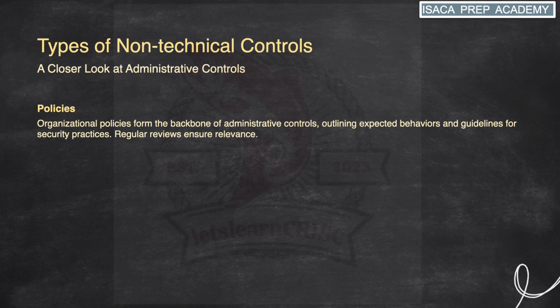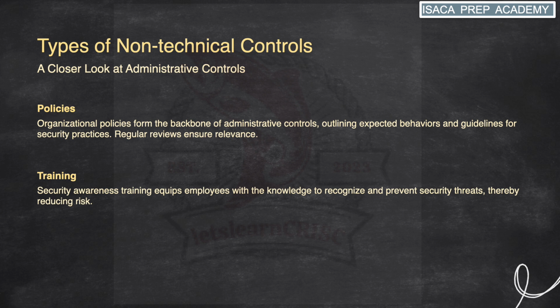Moving on, we'll talk about training. Friends, security awareness training plays an important role in equipping employees with the knowledge and skills necessary to recognize and mitigate security threats effectively. And by providing comprehensive training programs, organizations empower their workforce to understand the importance of security measures and adhere to the best practices in safeguarding sensitive information and assets.